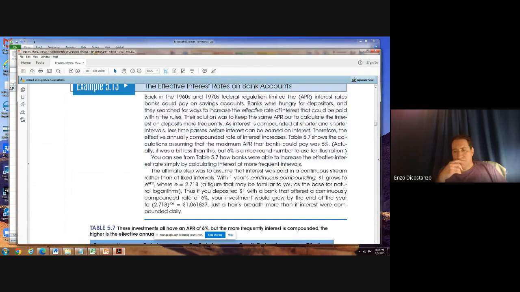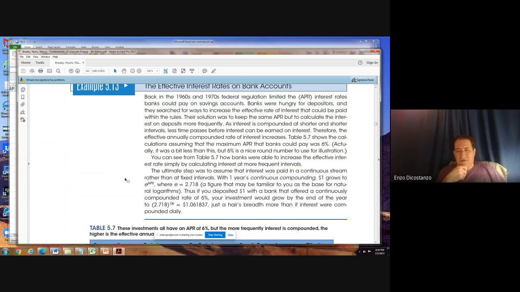So the table shows a calculation assuming APR was 6%, but it's a round number for illustrative purposes. And then we use the table to show how banks are able to increase the effective rate. The ultimate step assumes the interest is paid on a continuous stream. And that's using the base e as opposed to the base 10 or the base 2 system that we're all used to using. So continuous compounding is e to the APR, e to the x. See it over here? It says e to the APR right here, where e is 2.718, maybe familiar to you as the base for natural logarithms.